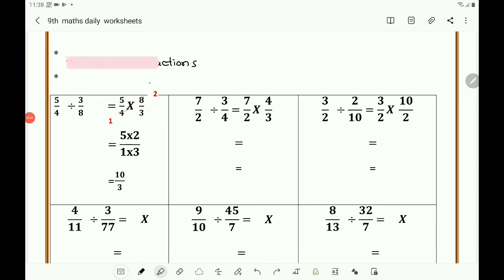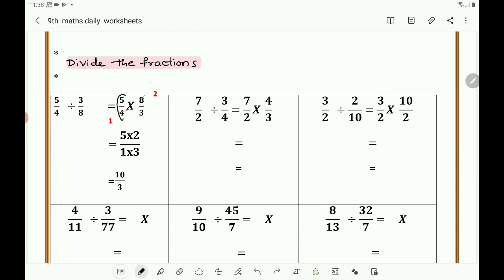Next, divide the fractions. It is the division of fractions. Children, you know the method of dividing the fractions. While dividing the fractions, we have to write the first fraction as it is, and next we have to take into and the reciprocal of the second fraction. Here you take the example 5 by 4 divided by 3 by 8.